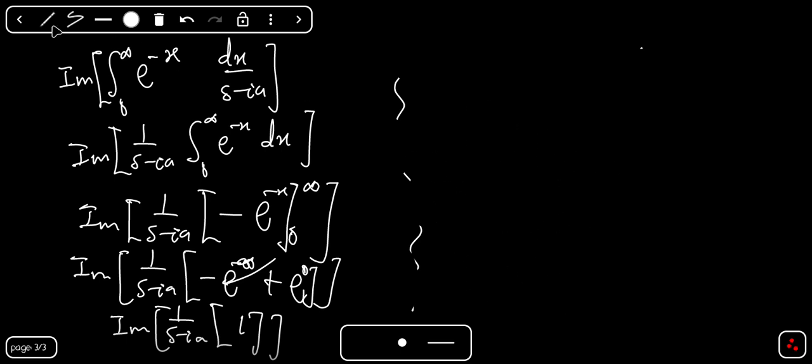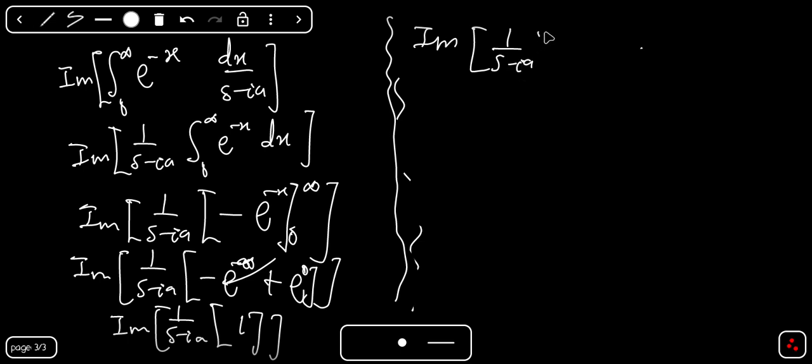Okay guys, so let's move on. Let's find the imaginary part of 1 over s minus ia. What I'm going to do now is to rationalize. If I rationalize, I'm going to multiply both the numerator and the denominator by the conjugate of this denominator. So I'm going to have s plus ia over s minus ia multiplied by s plus ia.